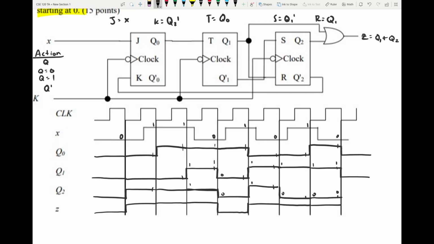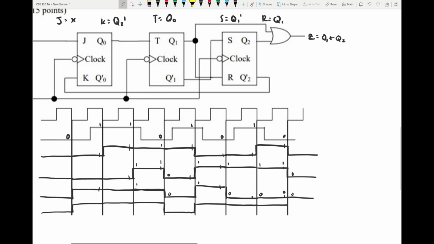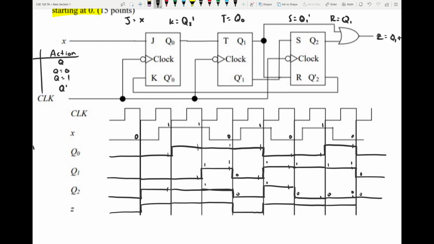So back to Q2. Q2 is being based on Q1. If Q1 before the clock cycle was a 1, that means we're going to have a 1 going into the reset, which means Q2 is going to stay low. Off into the void it goes. Now at this point, with Q1 being a 0 and Q2 being a 0 as well, Z, which is Q1 or Q2, doesn't have that necessary 1. So now Z is going to go back down to a 0 and stay that way for as long as we can tell.